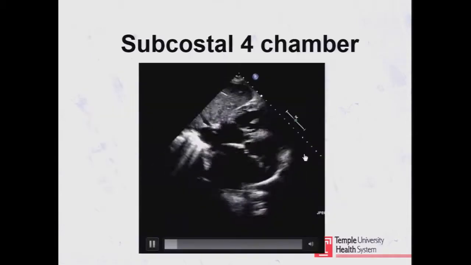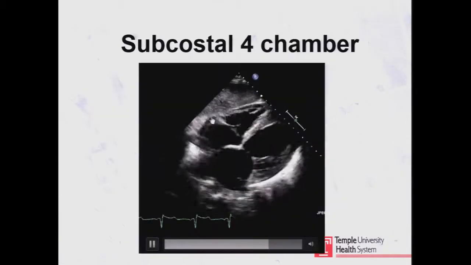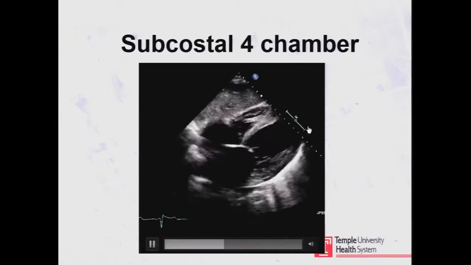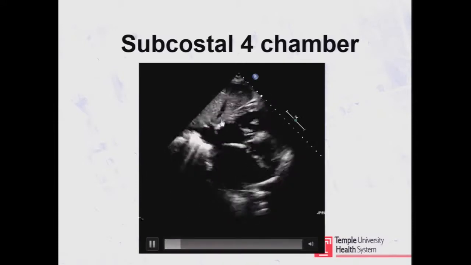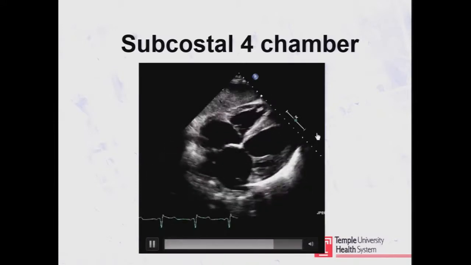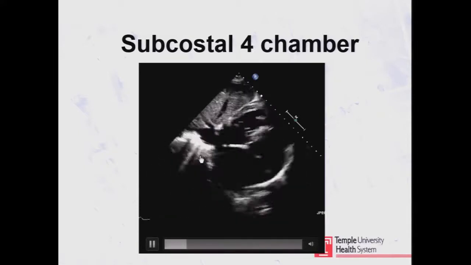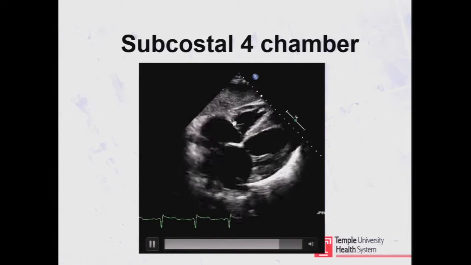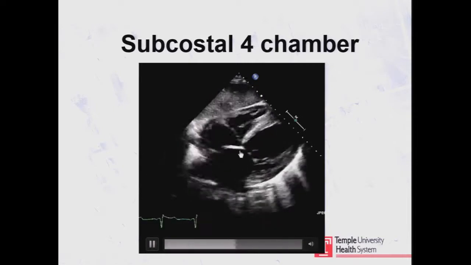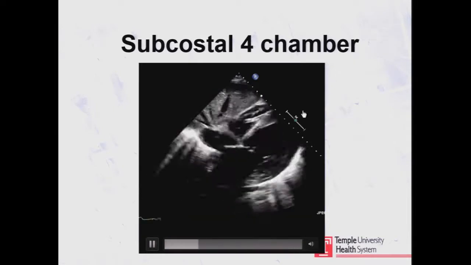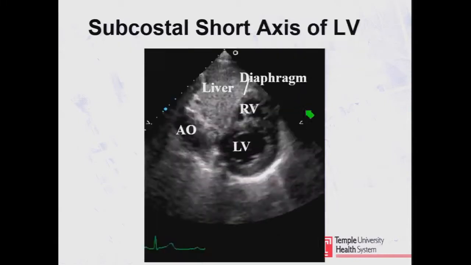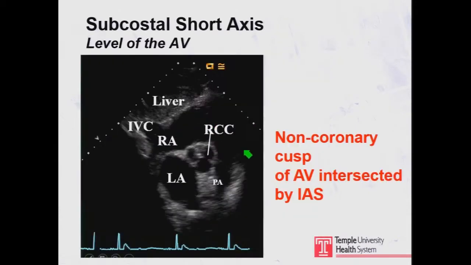Okay, let's talk subcostal. This is the subcostal four-chamber. It's the same plane as the apical four-chamber, but it's a very nice view to see the intraatrial septum, and you're perpendicular to flow, so it's the best place to look for an ASD or a PFO if you have a good view. The short axis of the subcostal, diaphragm, RV, left ventricle, this is aorta.